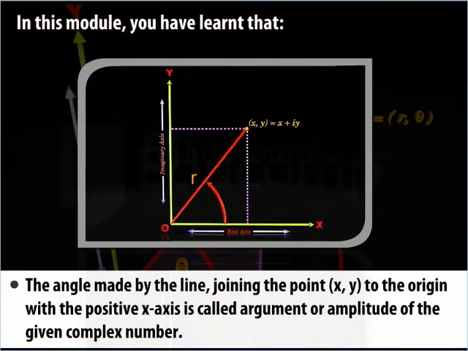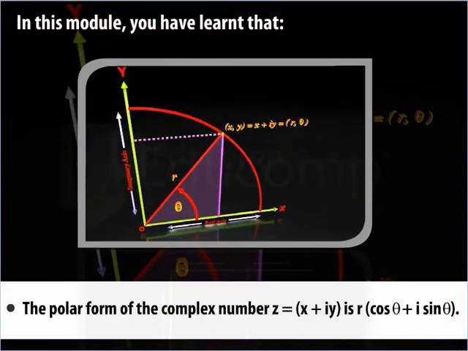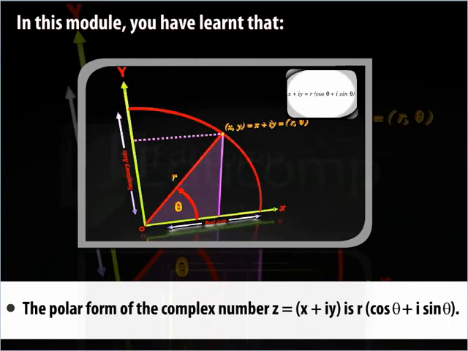The angle made by the line joining the point x, y to the origin with the positive x-axis is called argument or amplitude of the given complex number. The polar form of the complex number z equal to x plus iota y is r into cos theta plus iota sin theta whole.